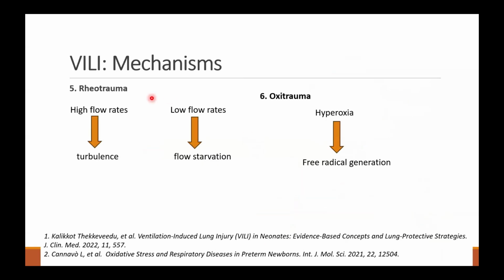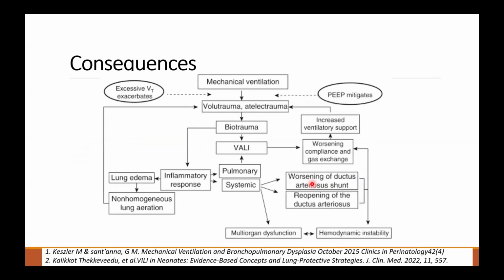Next, we have rheotrauma. So this rheotrauma can happen due to high flow rate as well as low flow rate. Both of them can lead to low tidal volume delivery, which could be due to excessive turbulence or flow starvation. And then we have oxytrauma. So we are already aware that hyperoxia leads to free radical oxygen generation, and neonates have very poor scavenging systems and antioxidant mechanisms. So this is an important mechanism behind ventilator induced lung injury.